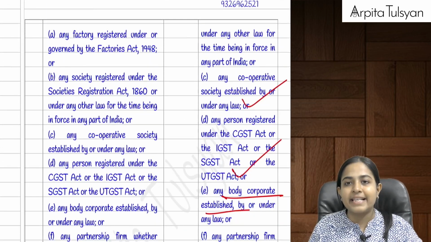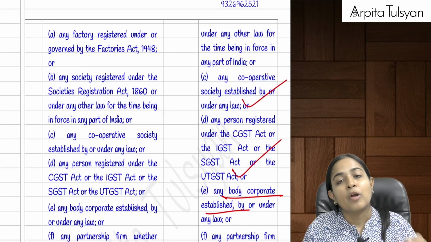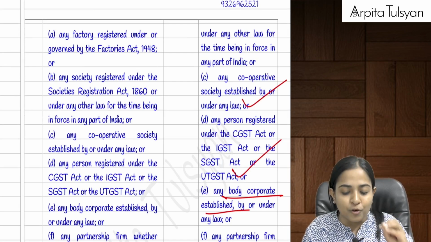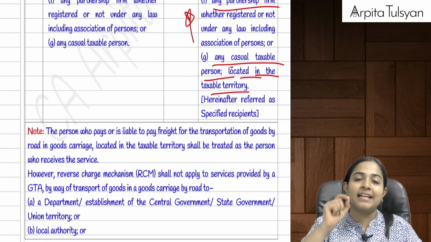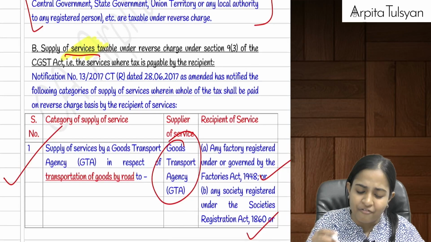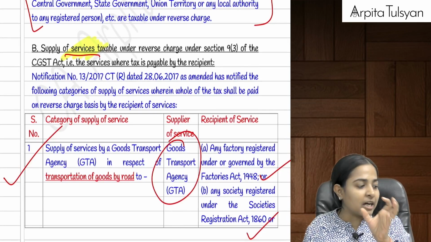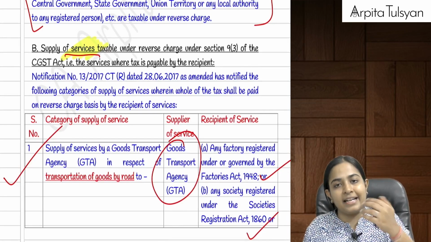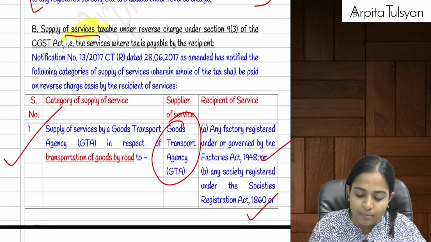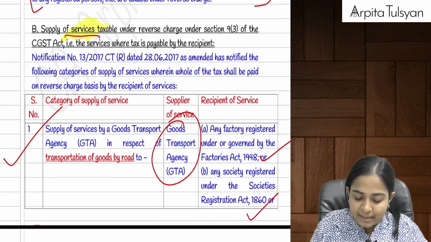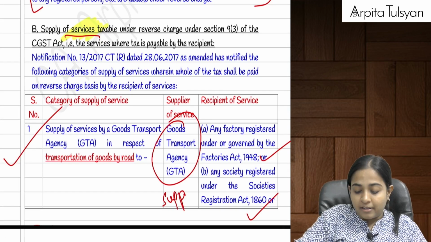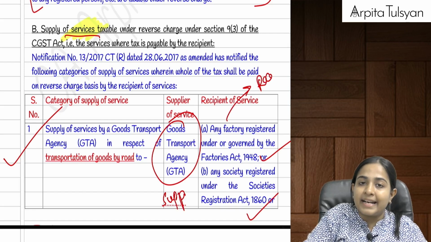If these 7 people have taken the service of GTA for transportation of goods by road, then in such cases reverse charge mechanism is applicable. One point, I'm just explaining the concept here in the first point so that later when we go we can take it even faster. GTA becomes the supplier of the service. These 7 people become the recipient of the service.